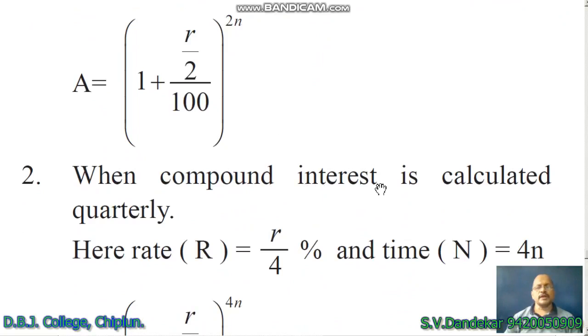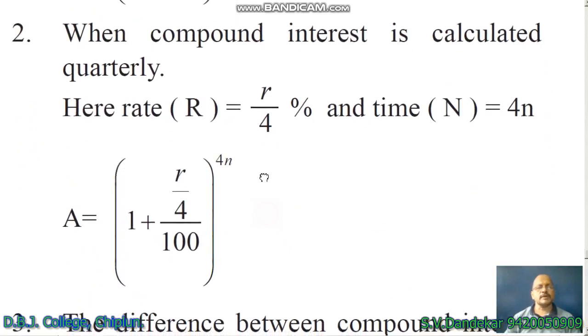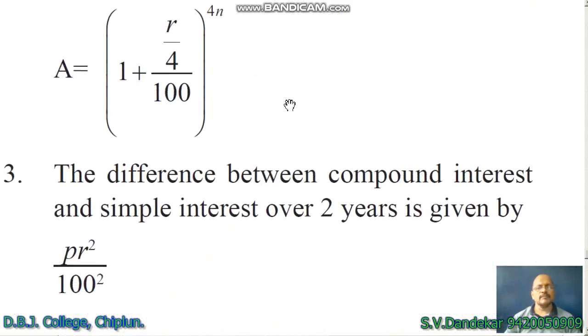When the compound interest is calculated quarterly, that is 4 times per year, in that case the rate of interest is quartered and the time becomes 4 times. So the formula is P into bracket 1 plus R upon 400 bracket raised to 4N.